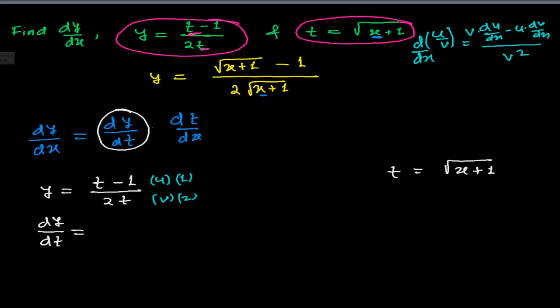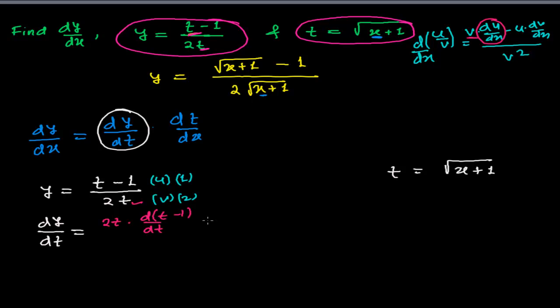The same thing I need to use here now. First I need to write v, so my v is actually 2t. So 2t times the derivative of the first function, du over dx. So I need to take the derivative of t minus 1 with respect to t.